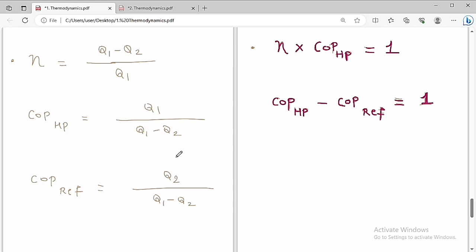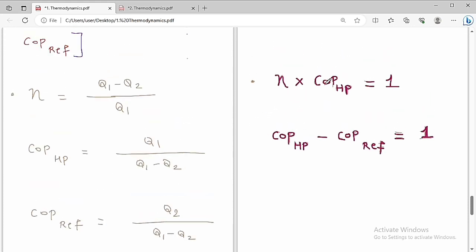If you know these three things, then we can get these two basic relations. The thermal efficiency into the coefficient of performance of the heat pump is always equal to 1. And the coefficient of performance of the heat pump minus the coefficient of performance of the refrigerator is always equal to 1. So these two formulas always you need to keep in your mind. Whatever thermal efficiency you are taking, always take the numerical value in this case, not the percentage value, because here I have taken the numerical value only.